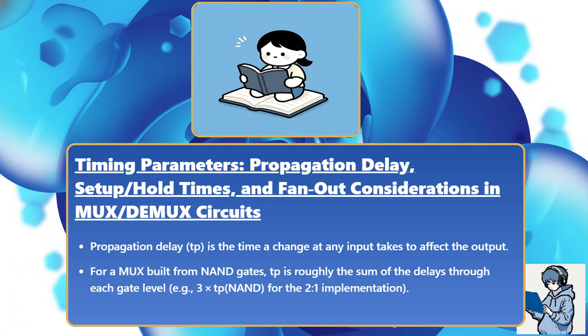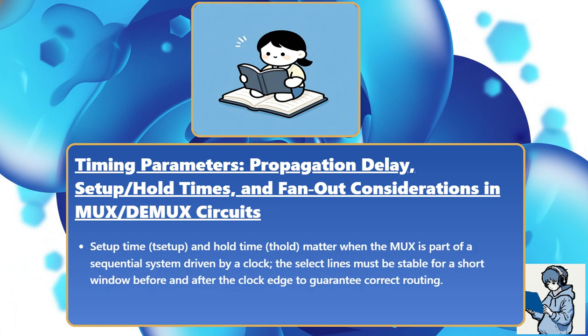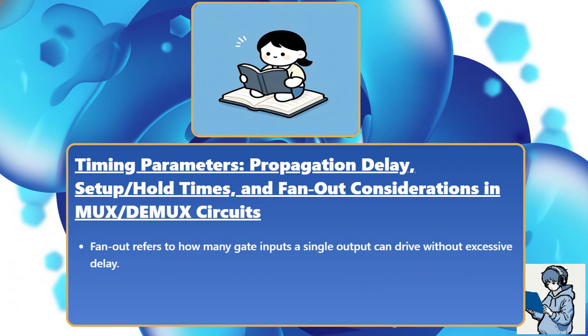For example, 3 times TP of NAND for the 2 to 1 implementation. Setup time, T setup, and hold time, T hold, matter when the MUX is part of a sequential system driven by a clock. The select lines must be stable for a short window before and after the clock edge to guarantee correct routing. Fan-out refers to how many gate inputs a single output can drive without excessive delay.